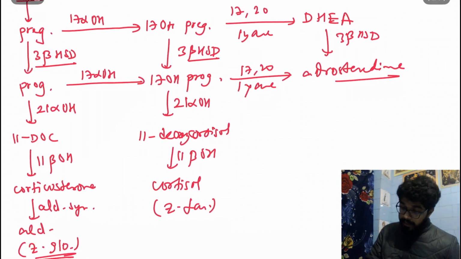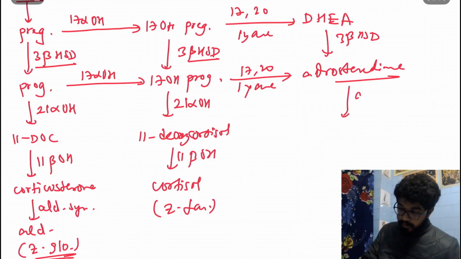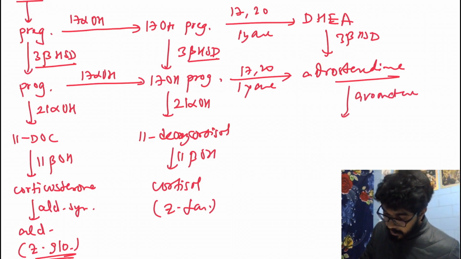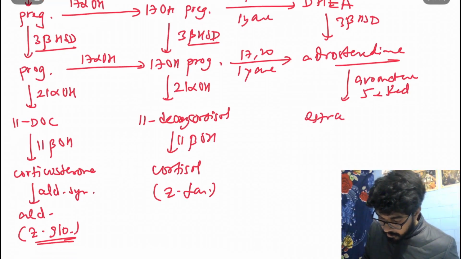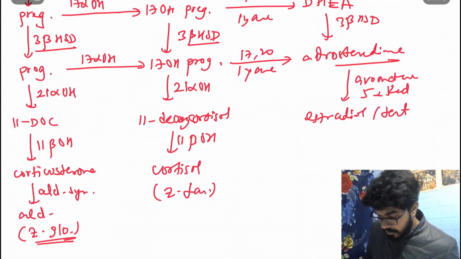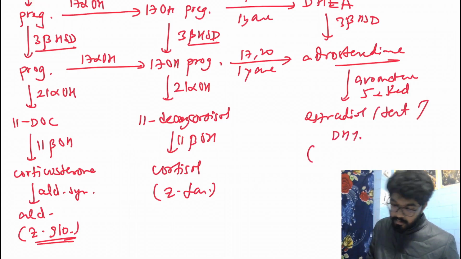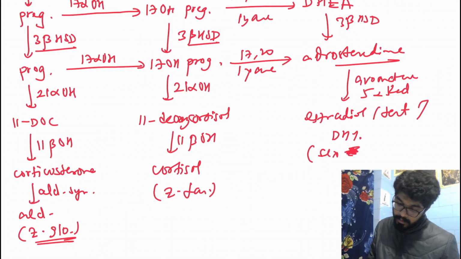And this androstenedione with the help of several enzymes like aromatase, like 5-alpha reductase, will be forming estradiol, will be forming testosterone, will be forming dihydrotestosterone, and all the sex steroids.